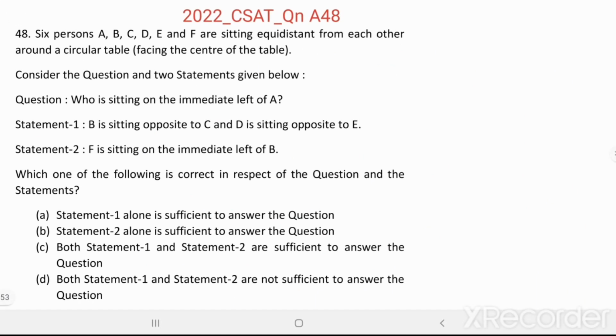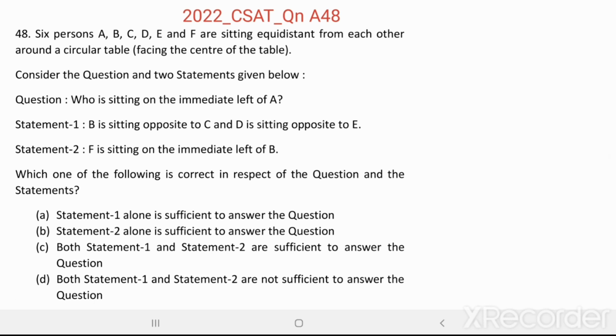Question number 48. 6 persons A, B, C, D, E and F are sitting equidistant from each other around a circular table. They are facing the center of the table. Consider the question and 2 statements given below. Question: who is sitting on the immediate left of A? Statement 1. B is sitting opposite to C and D is sitting opposite to E. Statement 2. F is sitting on the immediate left of B. Which one of the following is correct in respect of the question and the statements?